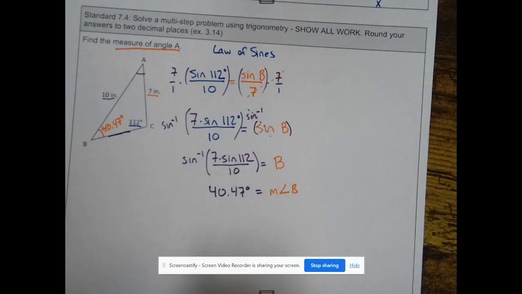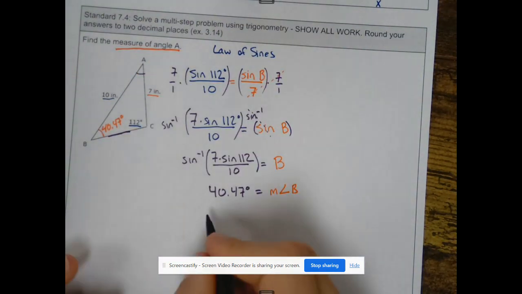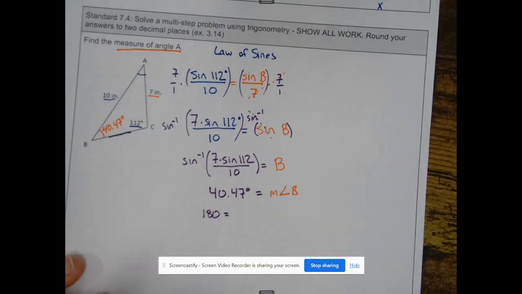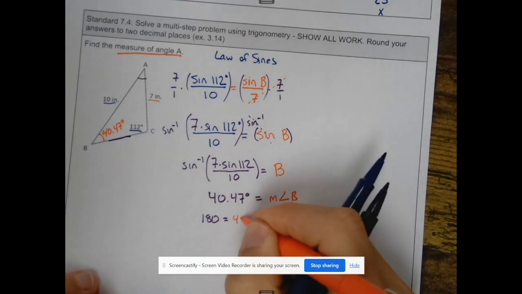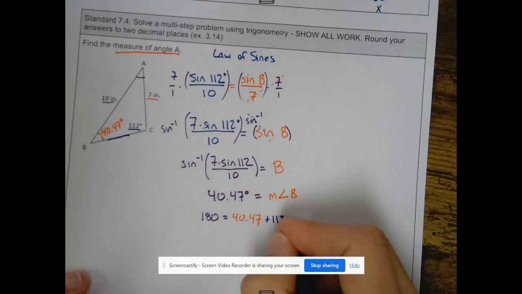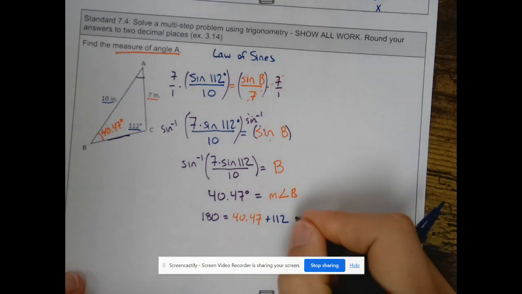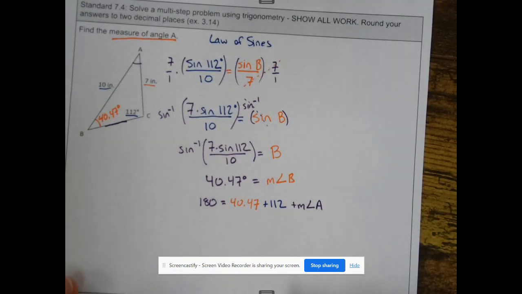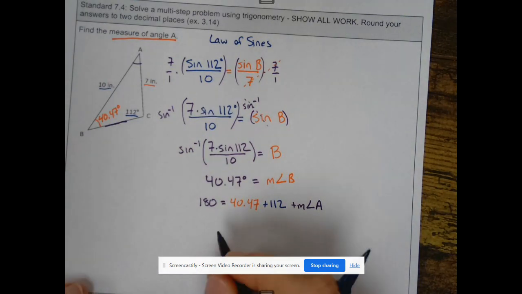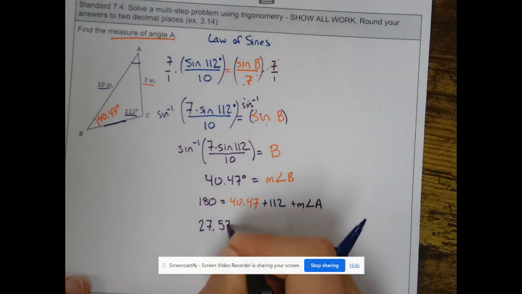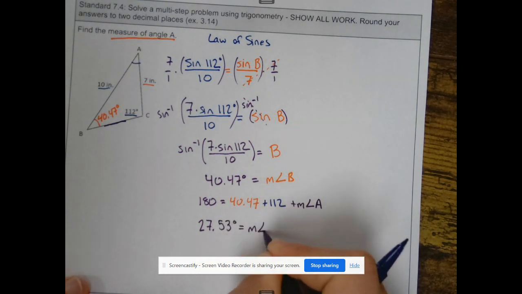Absolutely I can. Why? Because 180 is going to equal angle B, 40.47, plus angle C, 112, plus the measure of angle A. They all add up to 180. So if we add that together, take it away, turns out measure of angle A equals 27.53 degrees. That's where we want to finish.